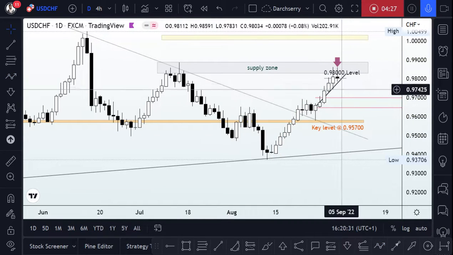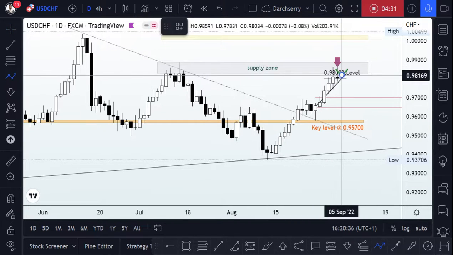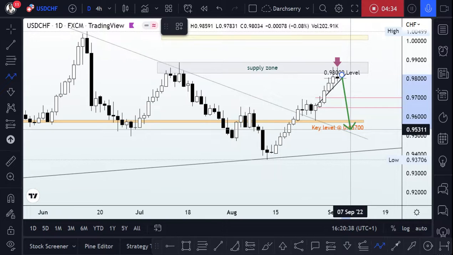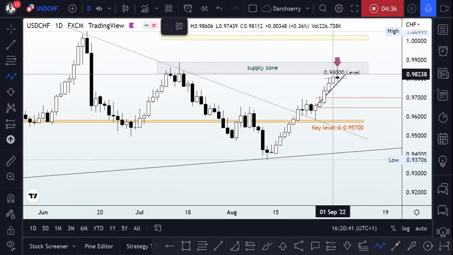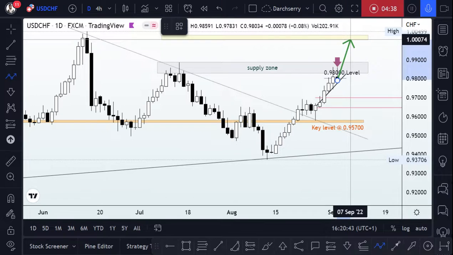So going into the new week, there are two things. Are we going to be seeing this move to the downside this week? That is price coming back down to do a retest of the structure, or are we going to be seeing a trend continuation to the upside from this point?